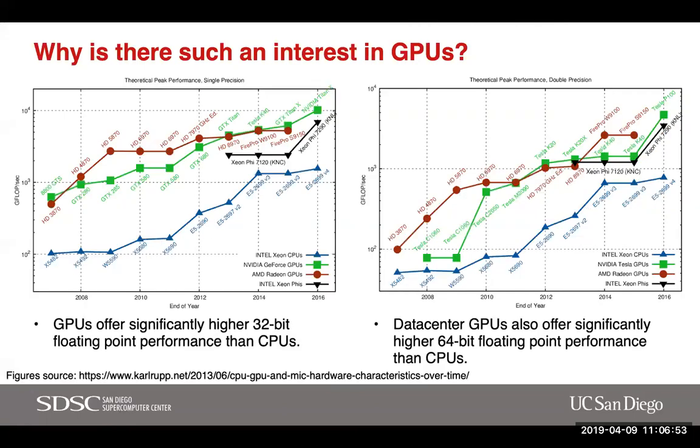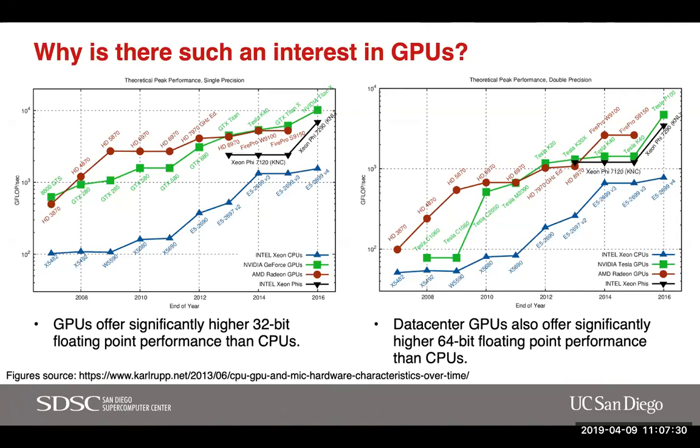And why is there such an interest particularly in GPUs? These plots show the floating point performance on the y-axis versus the year. In blue, you see Intel Xeon CPUs, and in red and green, you see AMD GPUs and NVIDIA GPUs. What you can see is that GPUs offer significantly higher floating point performance than CPUs. Again, that's a logarithmic scale, and the GPUs have maintained that performance gap.